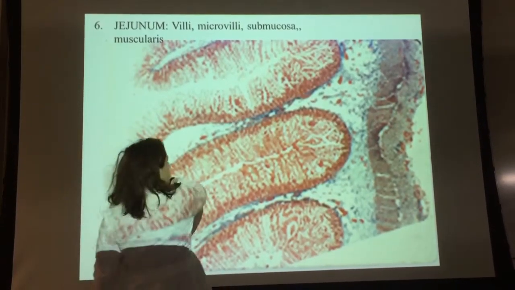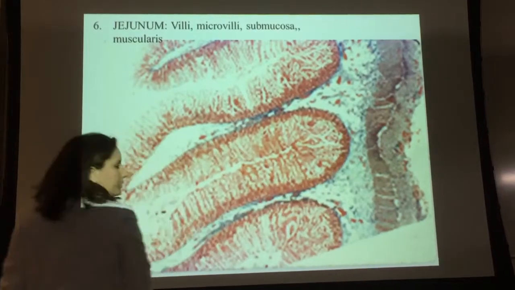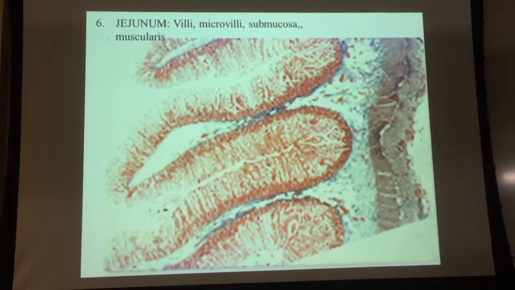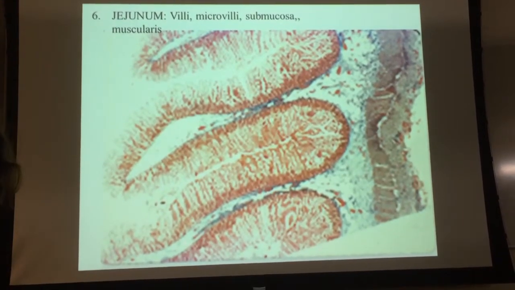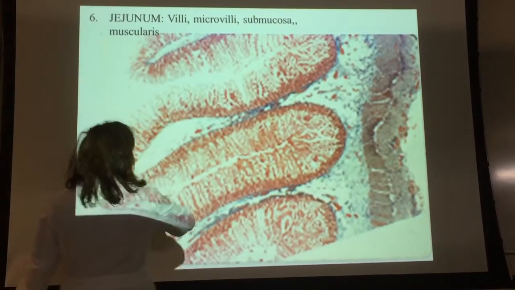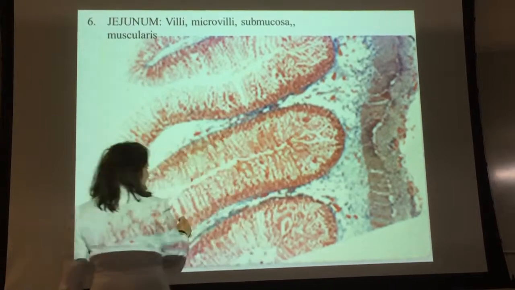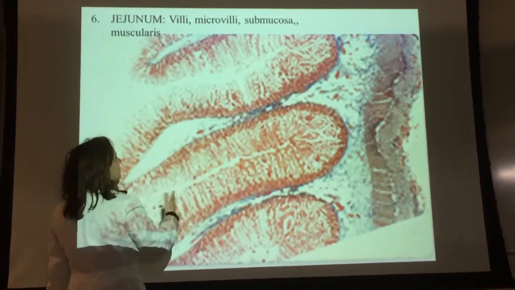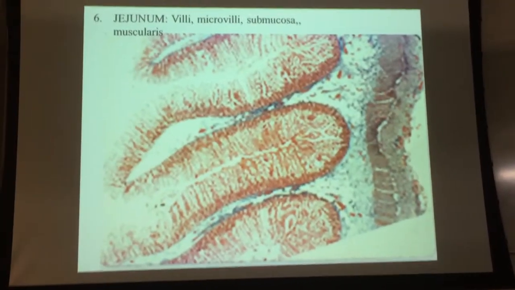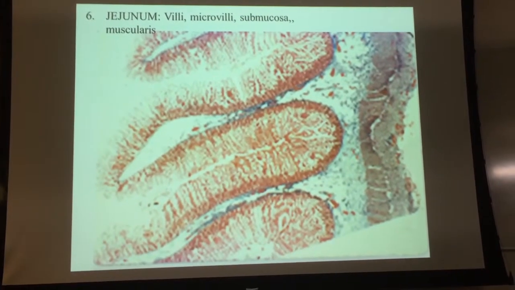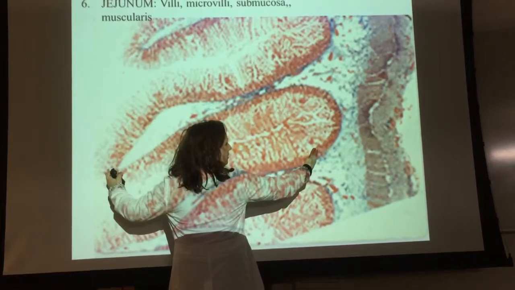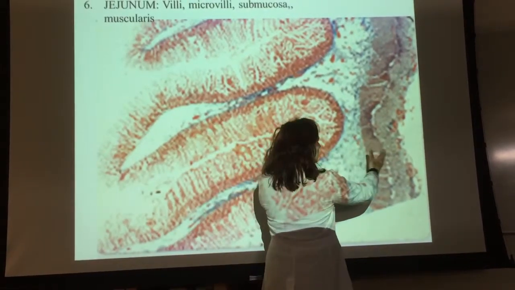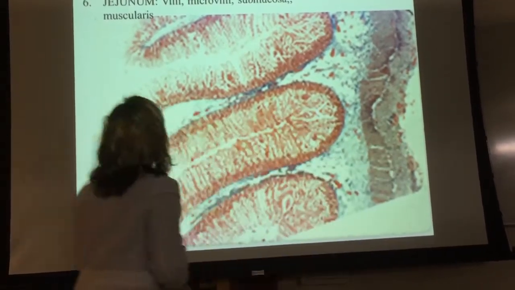So here you can see a really big fold right there. So that's called the villus. Right? This whole thing is the villus. And then these little, it's kind of hard to see, the microvilli, I'm not going to ask you, microvilli. So this is the mucosa, this is the submucosa, and this is the muscularis layer.